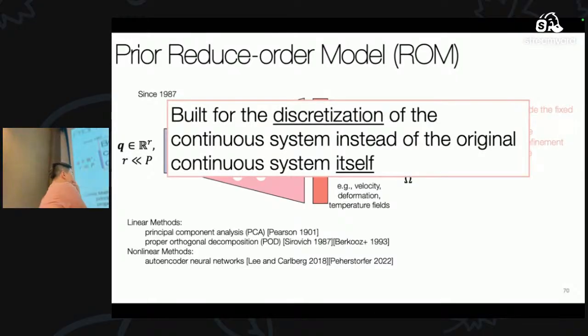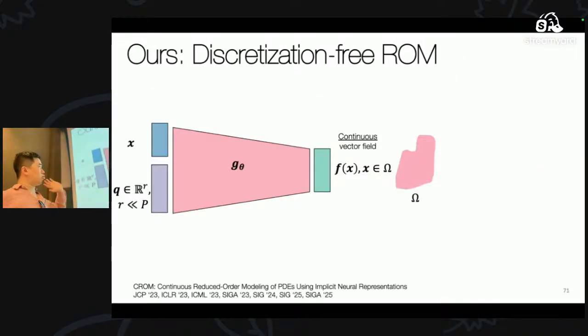The key observation here is that this traditional reduced order model approach, which has been around for 30, 40 years, is built for the discretization of the continuous system instead of the original continuous system itself. And these days we talk about physics foundation models. If we really want to go there, we need a new paradigm such that we're not bounded by discretization. So we made one step towards a physics foundation model that is not bounded to a discretization.